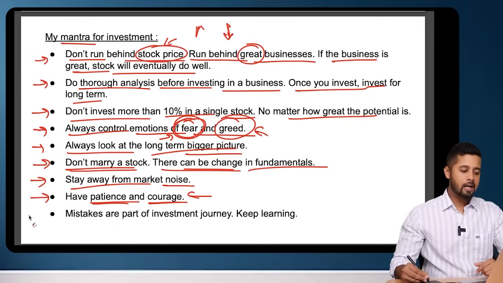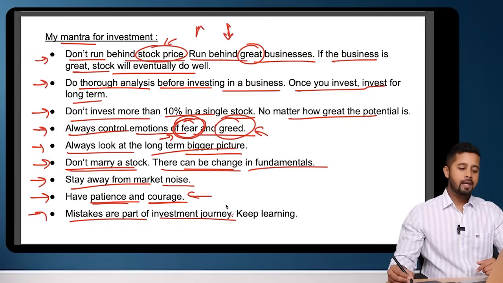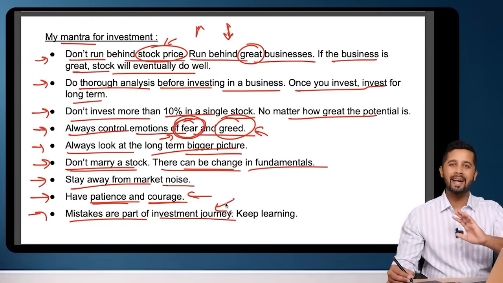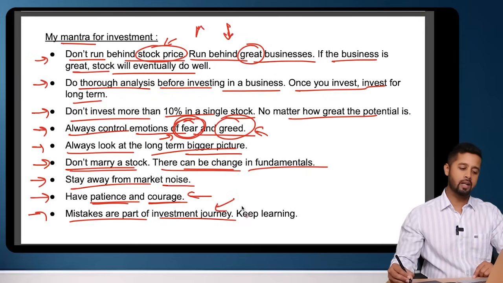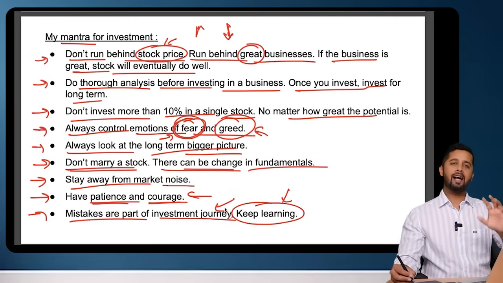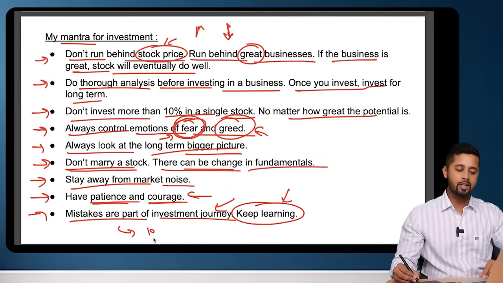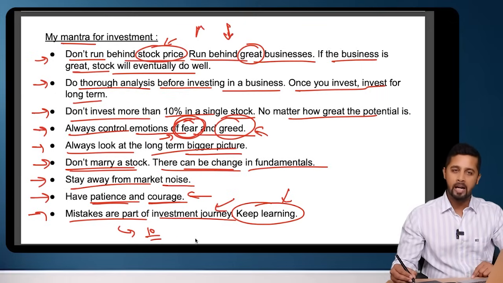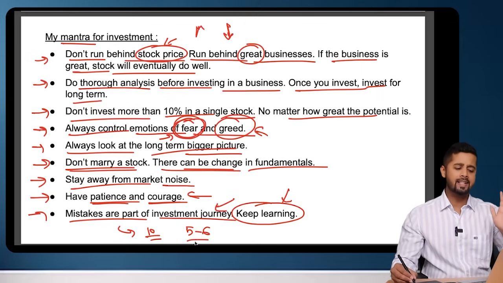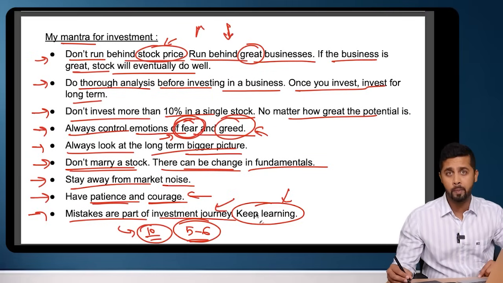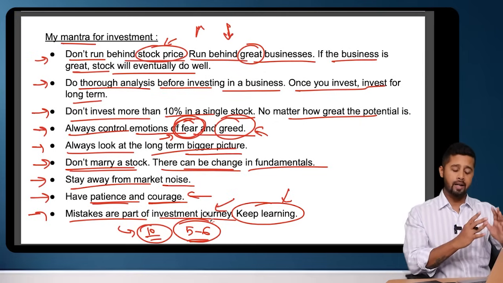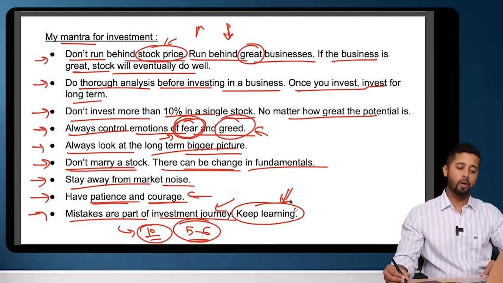And the final piece is mistakes are part of the investment journey. See, there is no expert who has not made any mistake. I'm sure every one of us would make mistakes in the investment journey, because nobody is perfect. The important aspect here is to keep learning. Ultimately, if you invest in, let's say, 10 stocks, not all 10 of them will become multi-baggers. If 5-6 companies out of 10 stocks can generate good returns, I think your purpose would be solved. So always try to look at it from this angle, and the only way to do it is keep learning and keep evolving.